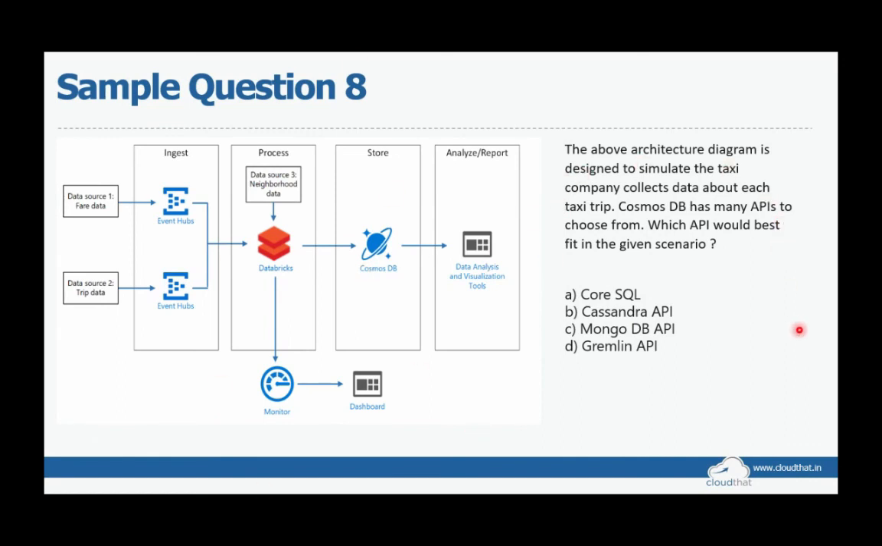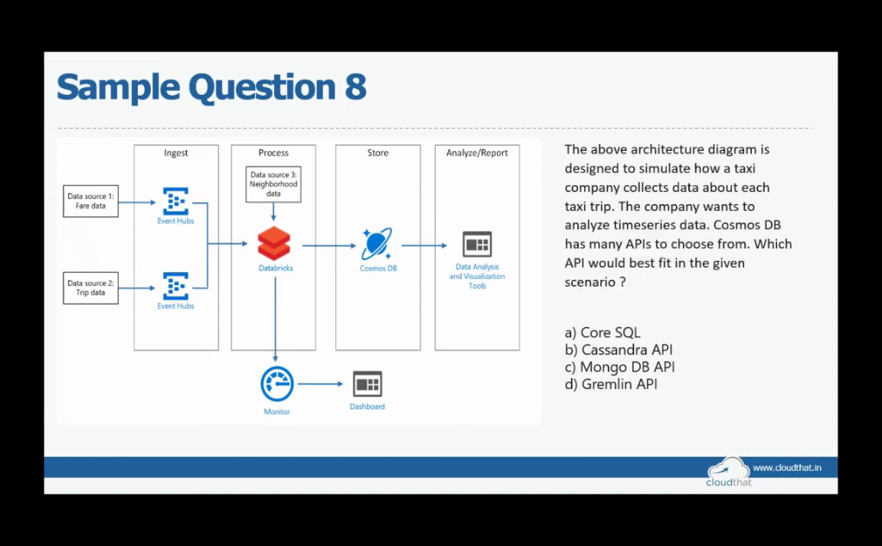So the question is, the above architecture diagram is designed to simulate how a taxi company collects the data about each and every trip, right? Cosmos DB has multiple APIs to choose from. Which API will you choose to fit the given scenario? Whether it is Core SQL API, Cassandra API, MongoDB API or Gremlin API, when you are trying to visualize time series data? The correct answer is the Cassandra API, because Cassandra API is the API which can be used for time series data, right?